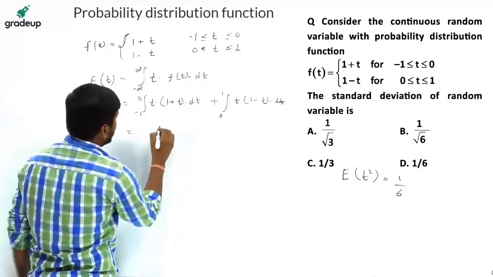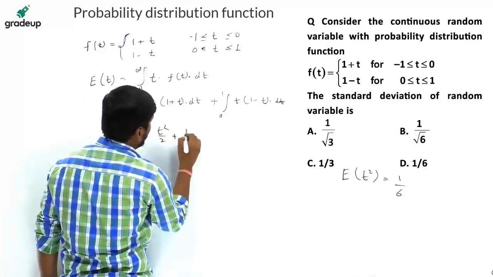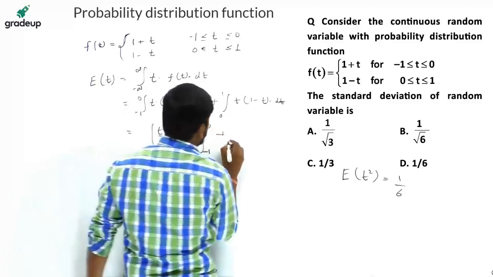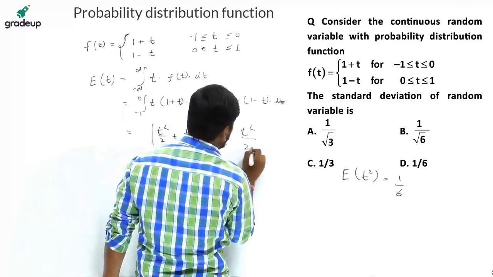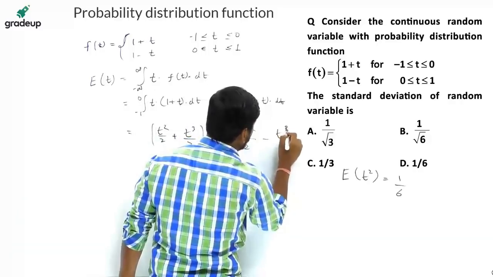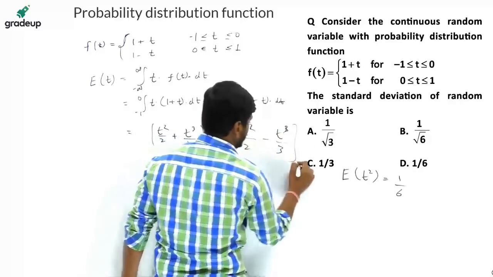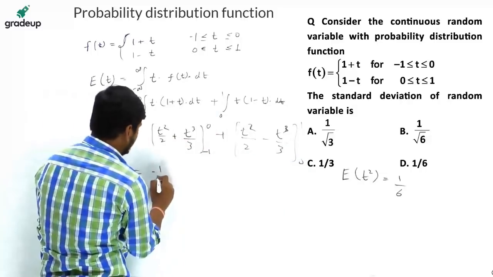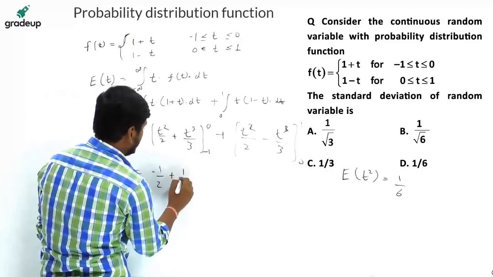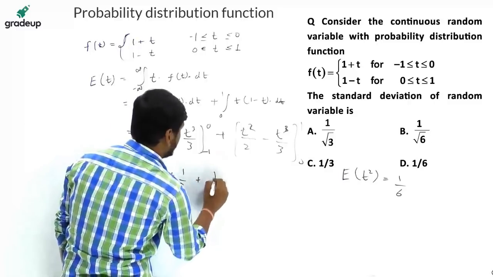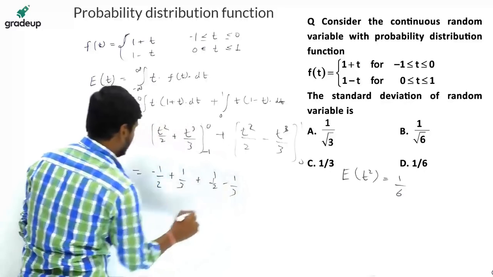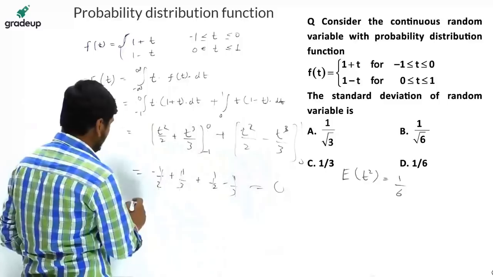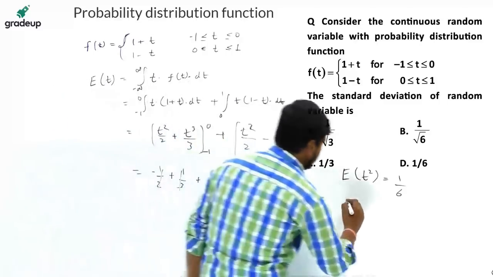We get t square divided by 2 plus t cube by 3, limits from minus 1 to 0, plus t square by 2 minus t cube by 3, limits from 0 to 1. Putting limits, we get 1 by 2 minus 1 by 2 plus 1 by 3 plus 1 by 2 minus 1 by 3. So this gets cancelled, and we get the answer as 0. So the mean of this random variable is equal to 0. E(t) is 0.